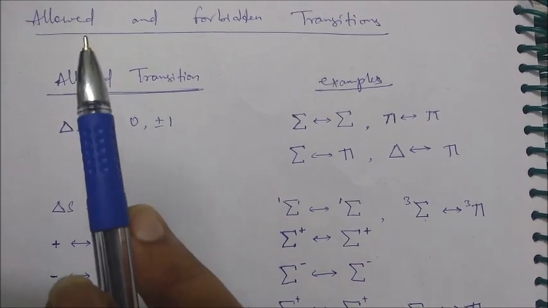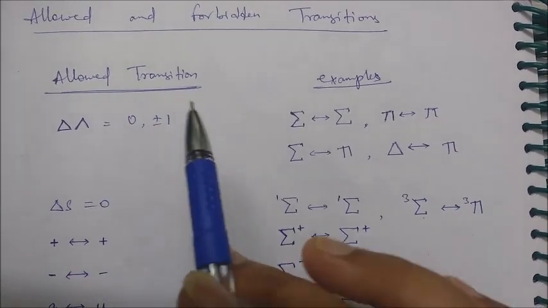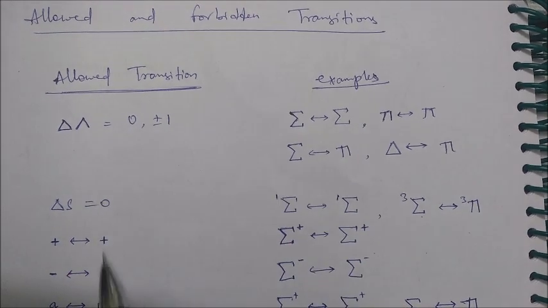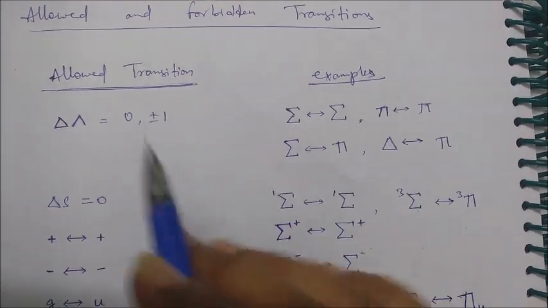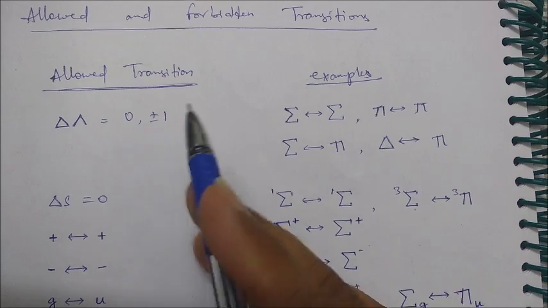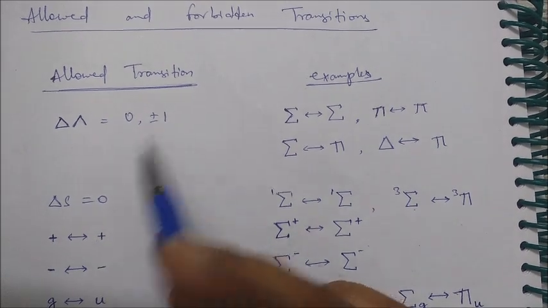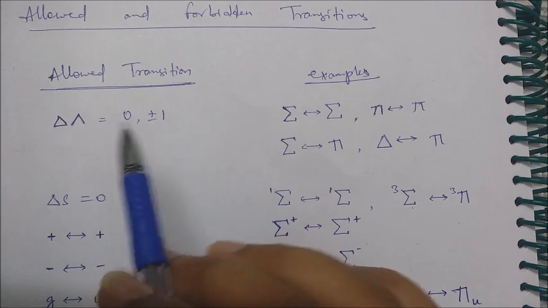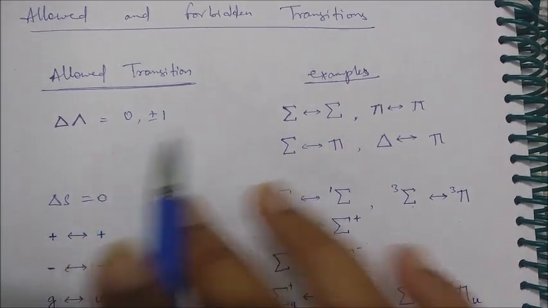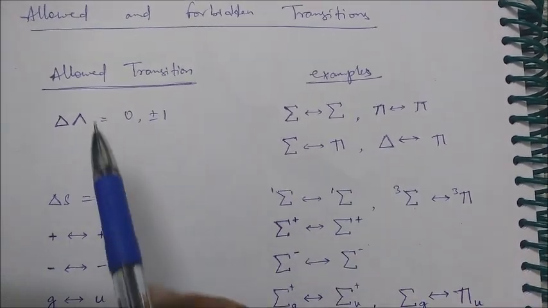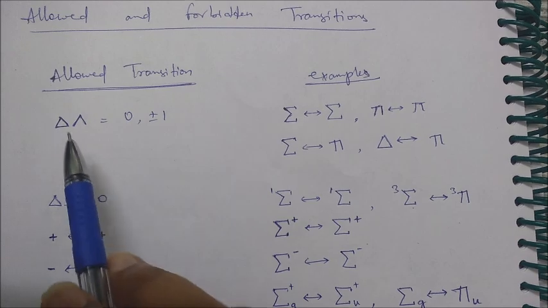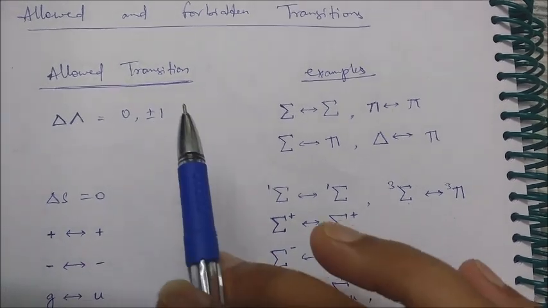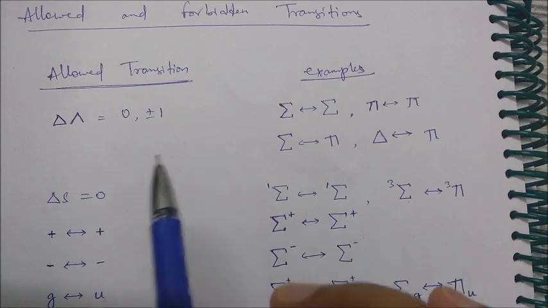See, for allowed and forbidden transitions there are certain very basic rules. The rules are for allowed transitions only, if you remember them. If the question doesn't follow this rule, then that will be a forbidden transition. Allowed means the transition will take place, forbidden means it will not take place. So the first rule: a transition will be allowed if delta lambda is 0 or ±1, otherwise it will not be allowed.